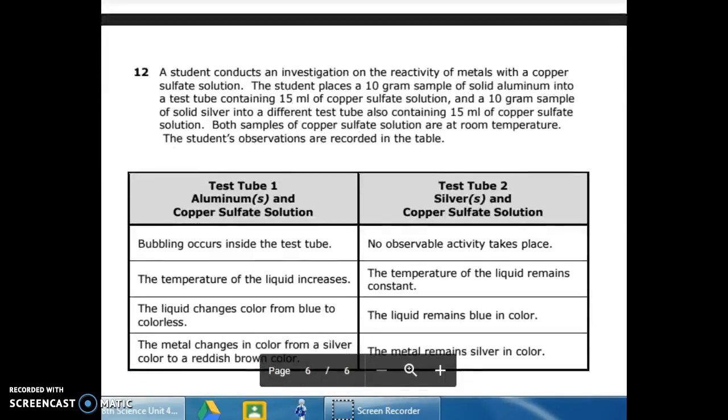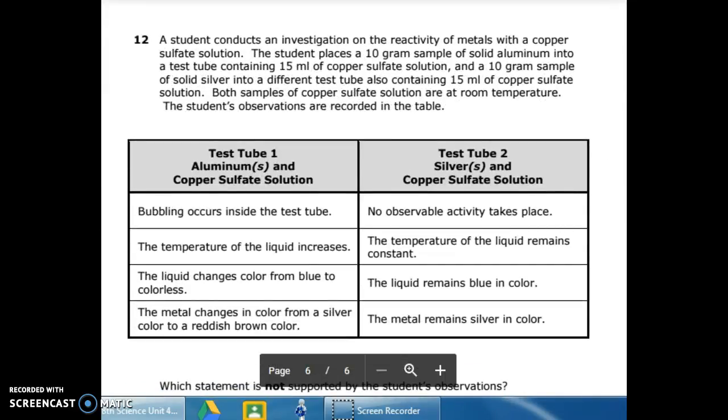Last question. A student conducts an investigation on the reactivity of metals with copper sulfate solution. The student places 10 grams of a sample of solid aluminum into a test tube containing 15 milliliters of a copper sulfate solution and a 10-gram sample of solid silver into a different test tube also containing 15 milliliters of copper sulfate solution. Both samples of copper sulfate solution are at room temperature. The student observations are recorded in the table.